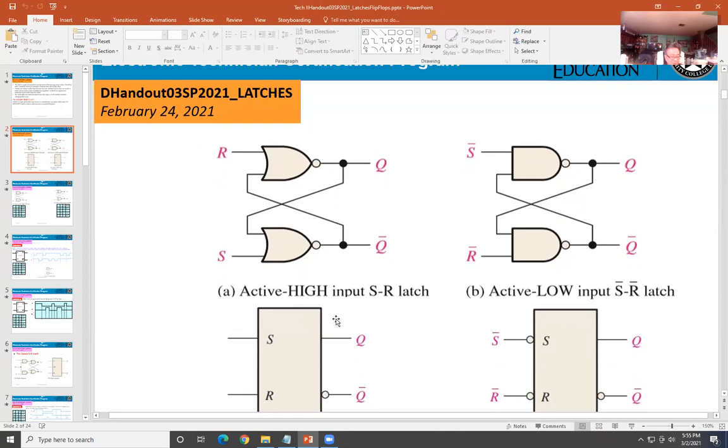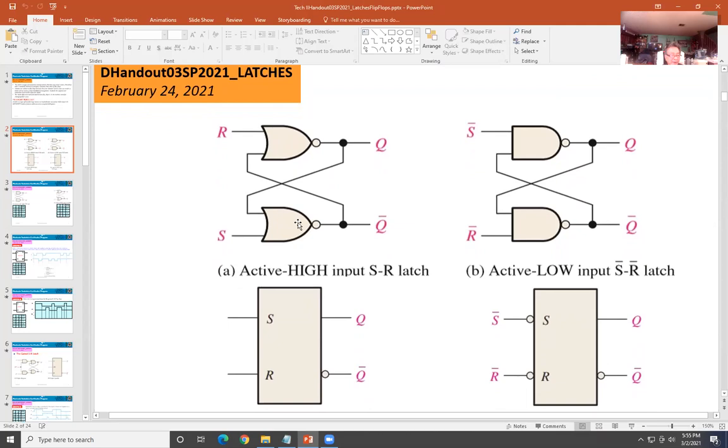They've given you the circuitry inside, and this is the symbol. In the symbol you can see S means set, R means reset, and you get output Q and output not Q. So this circuitry is basically inside this box here. Now you can see at the inputs there is no bubble. That means active high. What does active high mean? You need a one there.